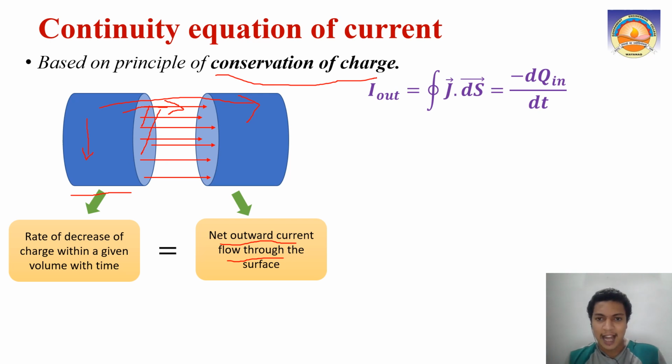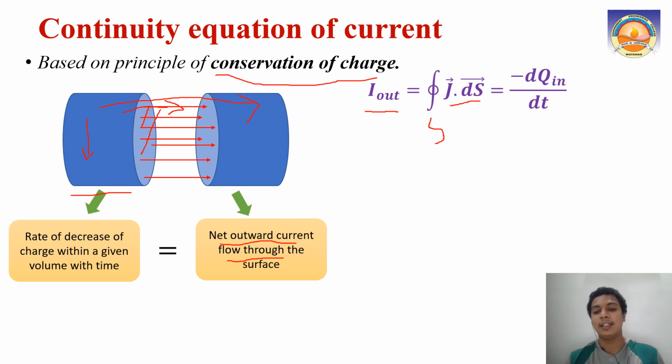The current flowing out, I can say, is the closed integral over this particular surface from wherever it is coming out or getting inside. So J dot ds will give you the current output, because J is the current density and ds is the small differential area. When you integrate it, you will get the total current coming out through the whole surface, which is enclosing this particular volume, right? That will be equal to what?